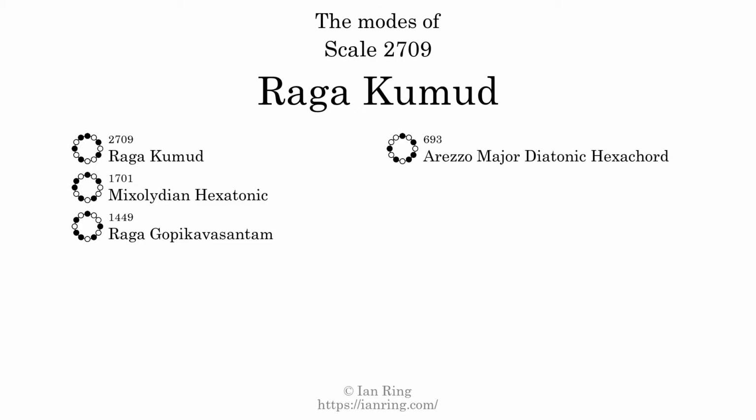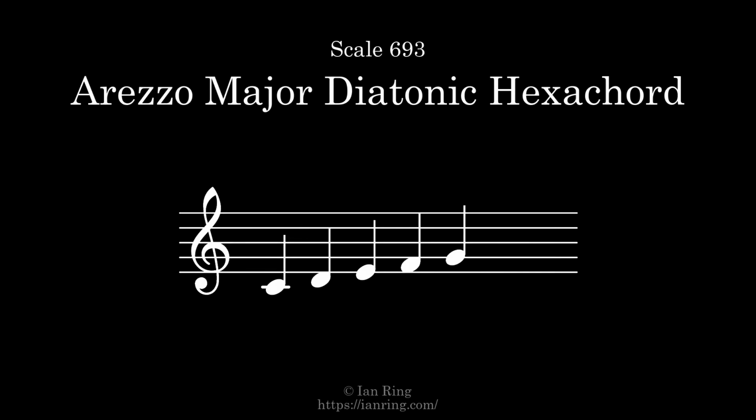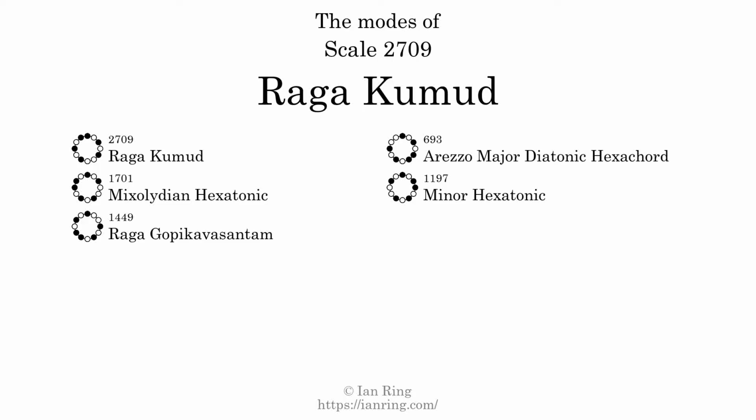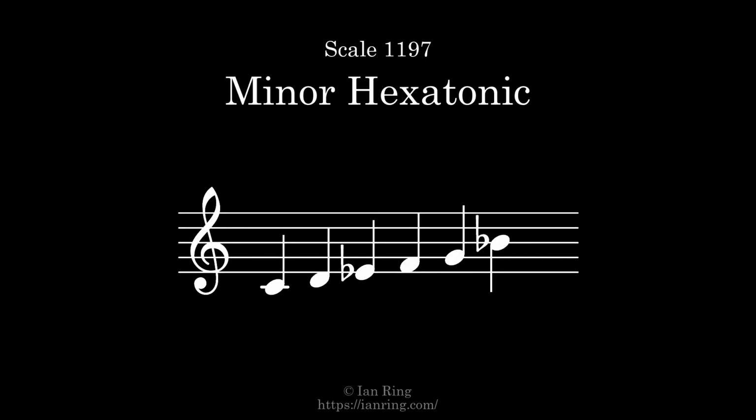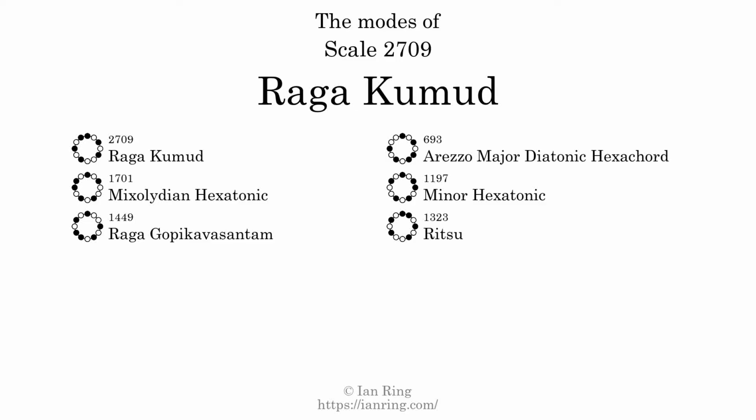The fourth mode is scale 693, also known as Arezzo major diatonic hexachord. It sounds like this. The fifth mode is scale 1197, also known as minor hexatonic. It sounds like this. The sixth and last mode is scale 1323, also known as Ritsu. It sounds like this.